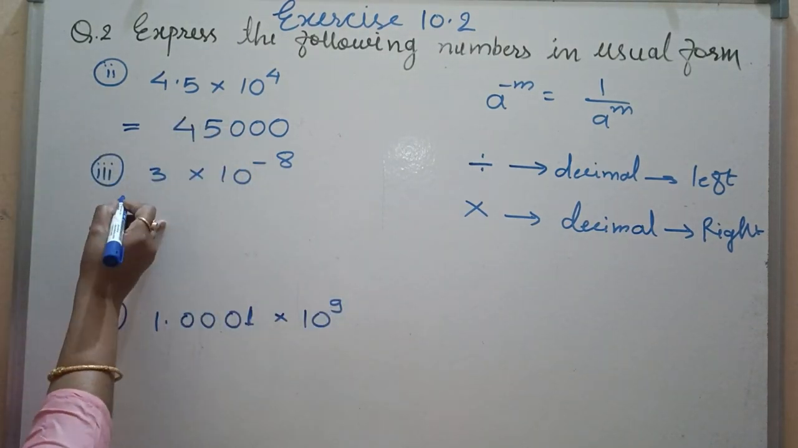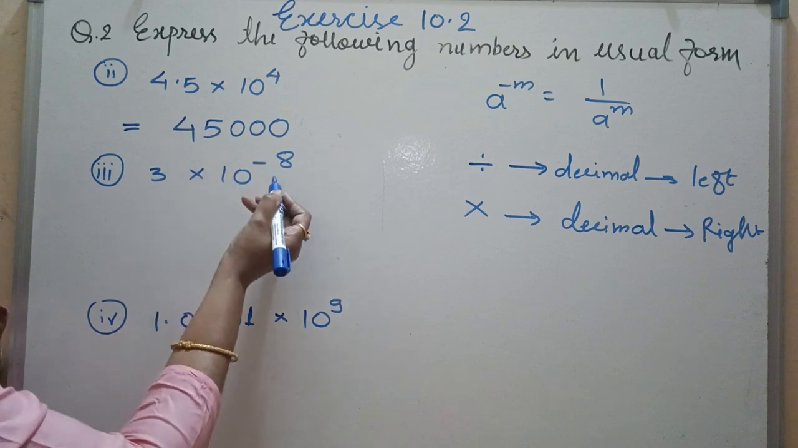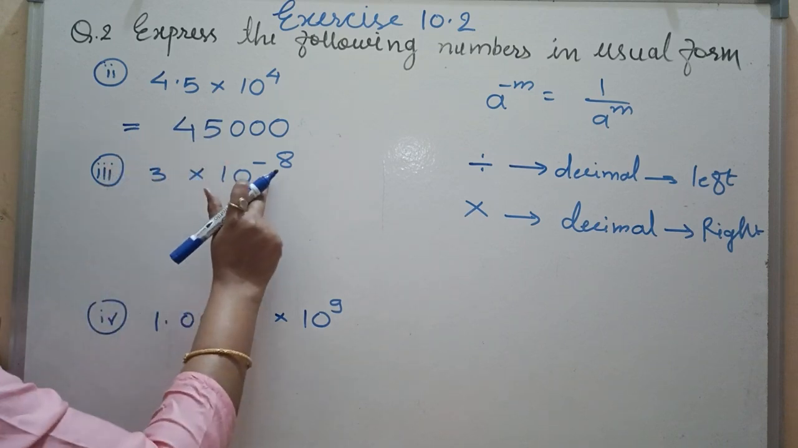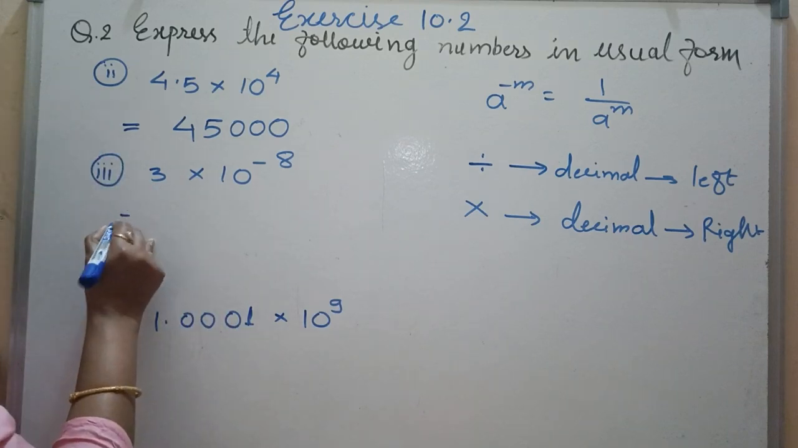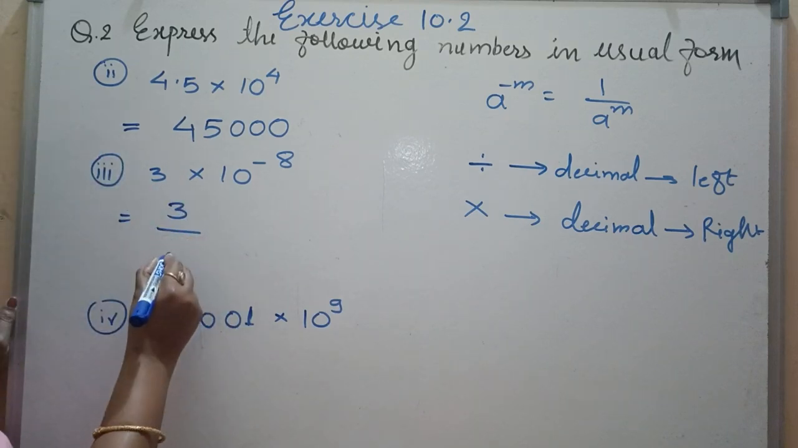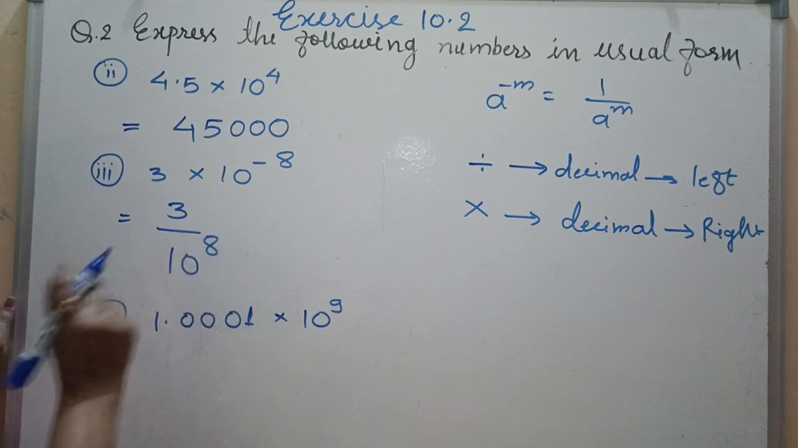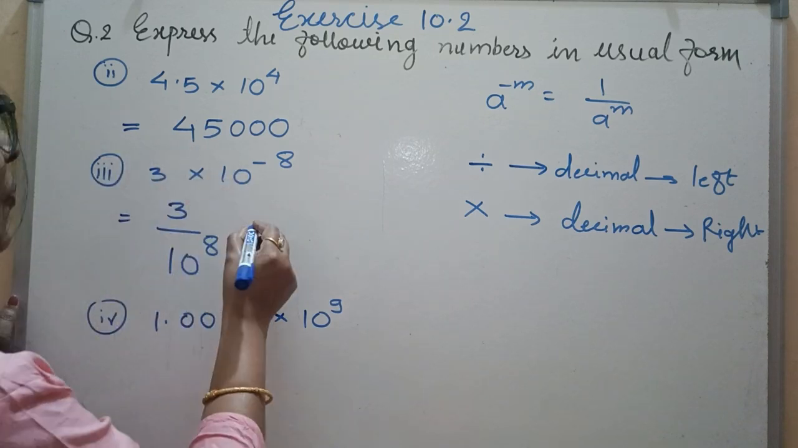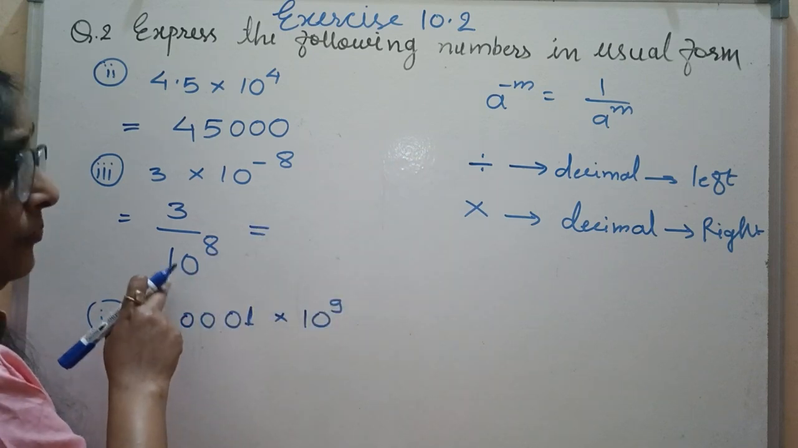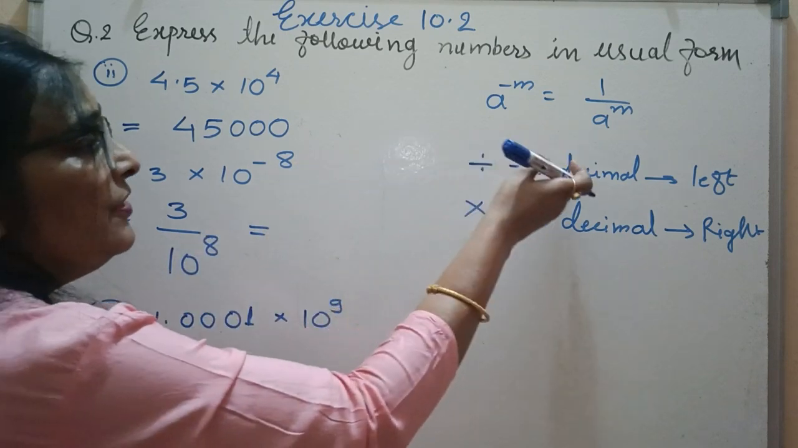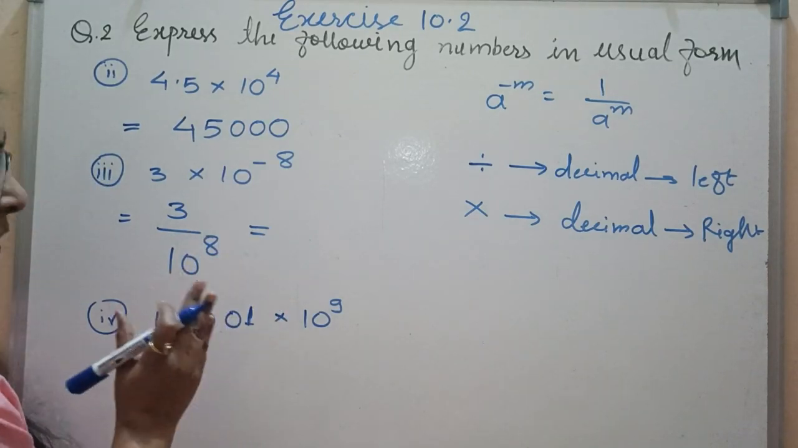Okay. Now come to the third one. Now here again what is given? 3 into 10 raised to power minus 8. So we will apply this law. What you will get here? 3 divided by 10 raised to 8. Got it? Now here you are dividing by the multiple of 10. Okay? So your decimal will shift towards the left.